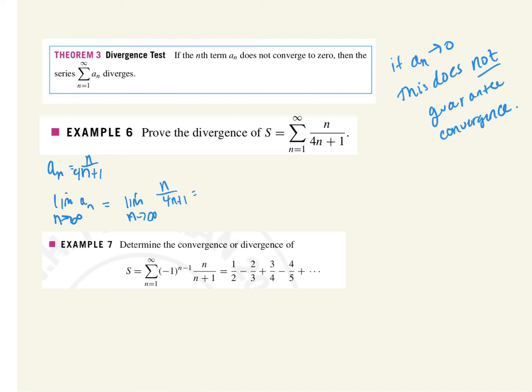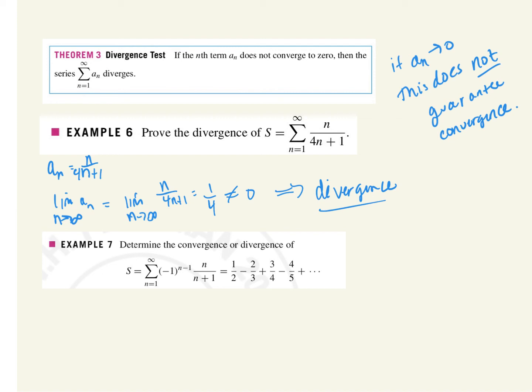Well, we can take a look at that, right? The degrees are the same. It's growing at the same rate. So we just take it, it's 1/4. 1/4 does not equal 0. Therefore, we've just proven divergence. S diverges. So many of these problems, especially when they're multiple choice, are quick, right? We have to have all these tools ready to go.